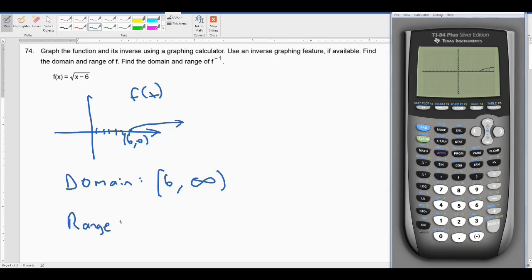The range is the y values, so the lowest y value, that's an x, that's a y. The lowest y value is 0, which does exist, and it goes up gradually, but it goes up forever to infinity. Now we want to graph its inverse.